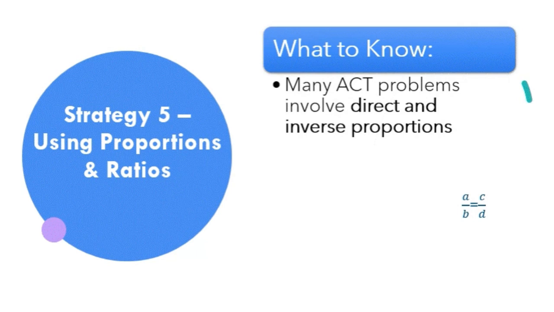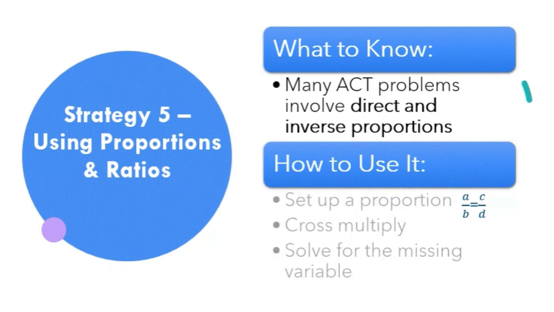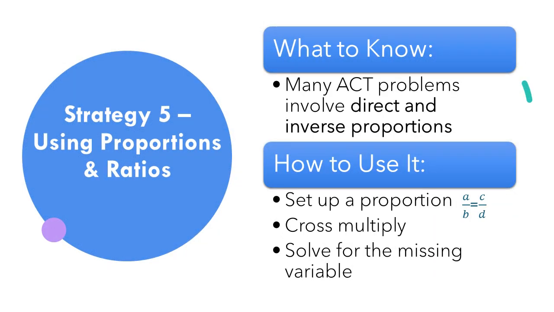Here's how you do it. 1. Set up your proportion. You'll often see something like A/B equals C/D. This just means two ratios are equal to each other. 2. Cross-multiply. This is the key move. You'll multiply across the equal sign to get rid of the fractions. 3. Then solve for the missing variable. It's just a simple equation at that point.